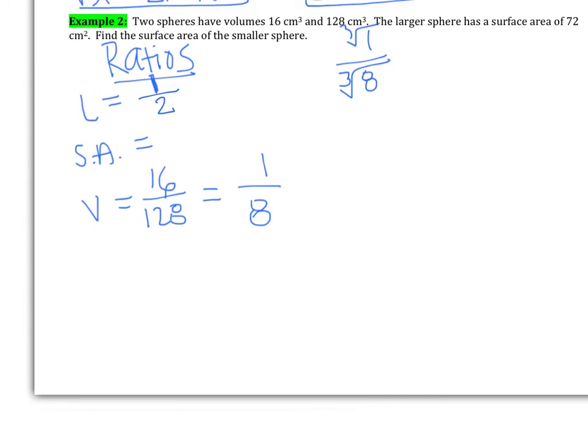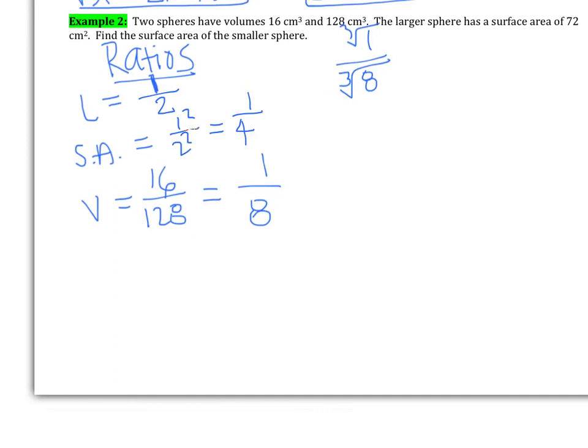Now to find the surface area ratio, we need to square that. So that's going to be 1 squared over 2 squared, which is really 1 over, oh wait, sorry, it should be 2 squared. Okay, so that's 1/4. All right, now we have all of our ratios, and now we can set up a proportion.